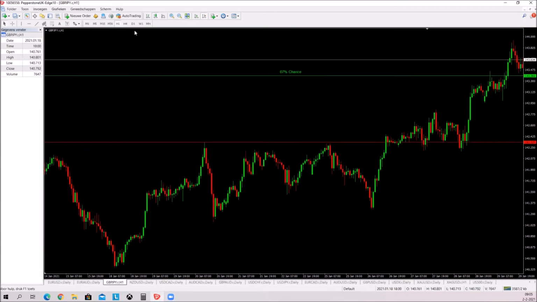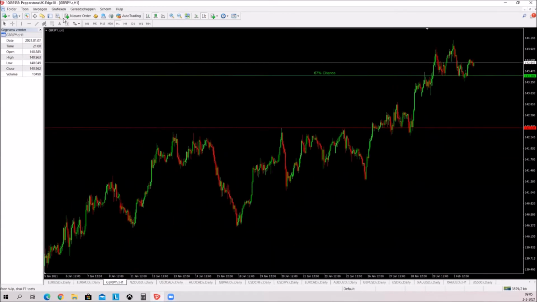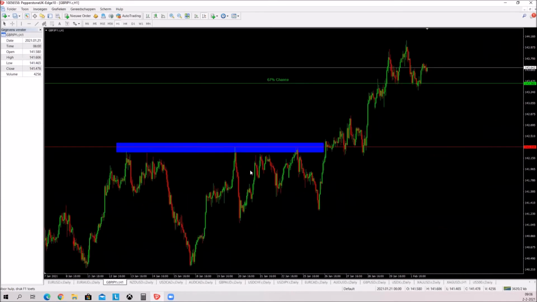If we zoom out, as you can see, it had a lot of touches, and a lot of people think that the more a level gets hit, the stronger a level is, but that's not true at all. It's the complete opposite. The more often a level gets hit, the higher the chances of breaking it and grabbing liquidity above it, and possibly seeing a follow through to the upside, which is exactly what happened over here.